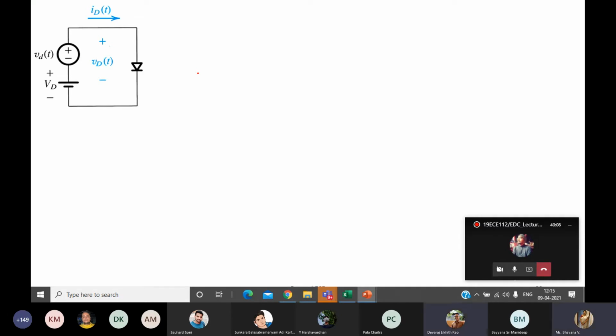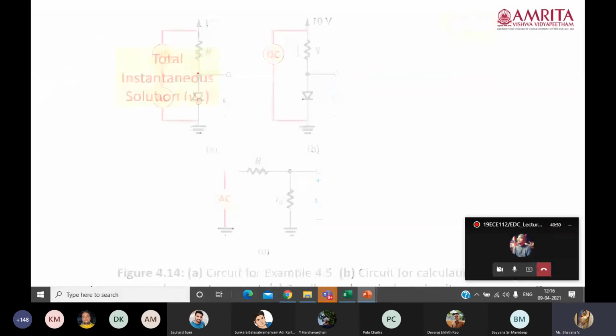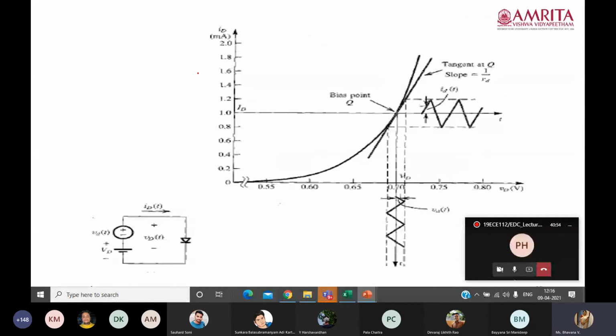Done? Yes, ma'am. Take down first. Diode is biased to operate at a point on the forward IV characteristics, and a small AC signal is superimposed on the DC quantity.